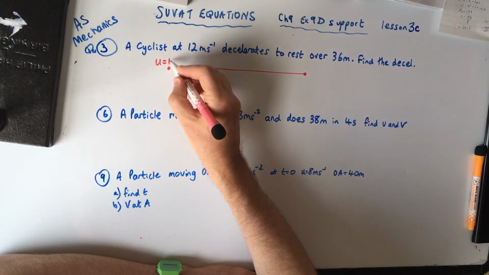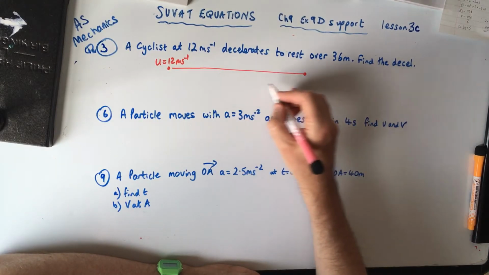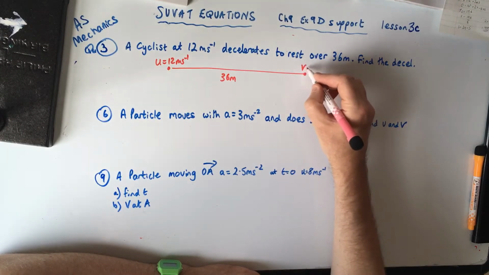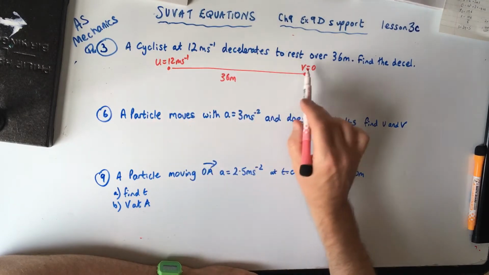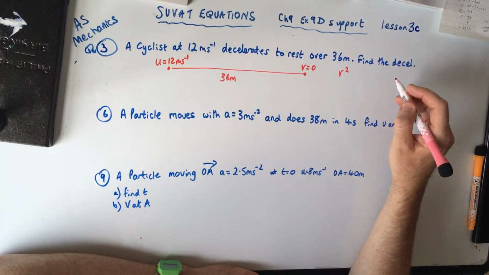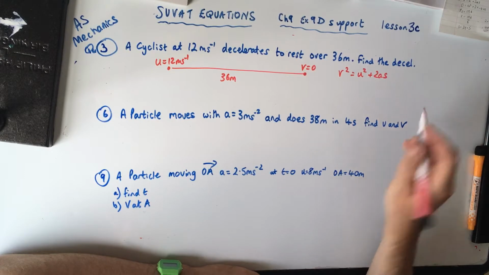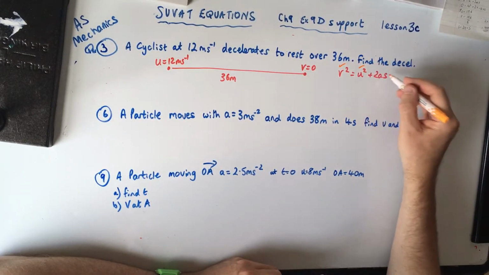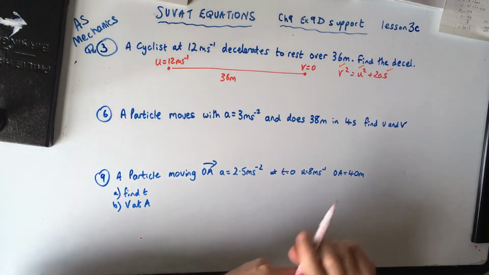So here we go. u is equal to 12 meters per second to the minus 1. s is equal to 36 meters, so this distance is 36 meters. And at this point, they come to rest, so they stop at that point. So we've got 3 bits of information. We've got u, we've got v, and we've got s. And that plays nicely into our hands, okay, because if we use v squared equals u squared plus 2as, we've got the velocity, the initial velocity, the distance. The only thing that we haven't got is a. Okay, so that's what we're going to do.